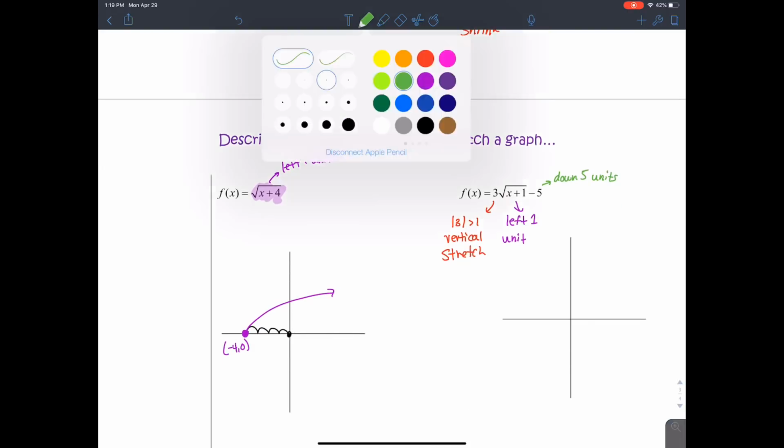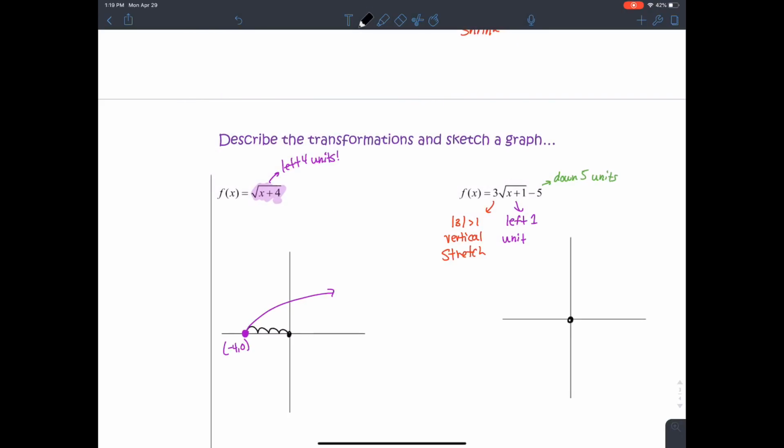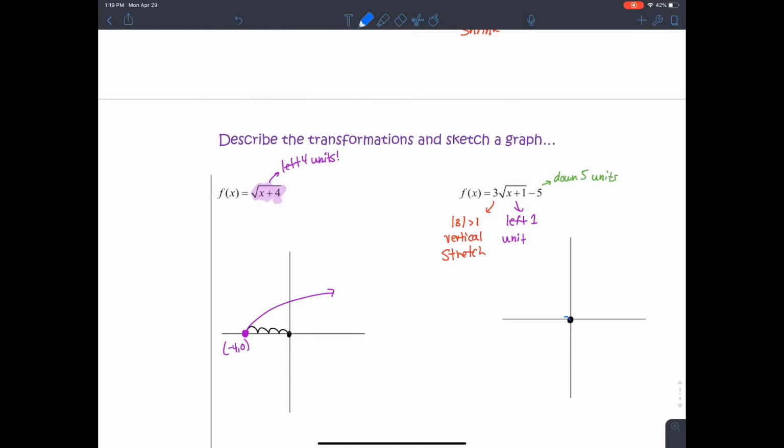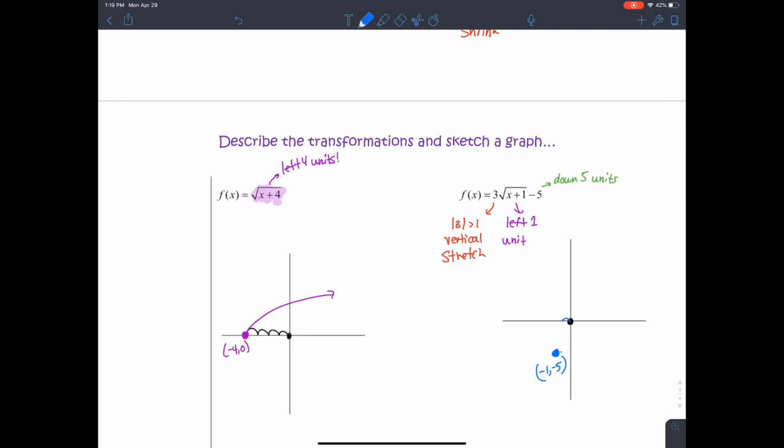So what we're thinking here is the parent normally started at 0, 0, but we moved it around. If we moved it left 1 unit and then down 5, so left 1, then 1, 2, 3, 4, 5 down, that's maybe about right here. We'll estimate that point as left 1 and down 5. So that's the starting point. And once I know where the starting point is, I know the general shape is a radical. It always follows that general shape. And that's all I'm asking for there.